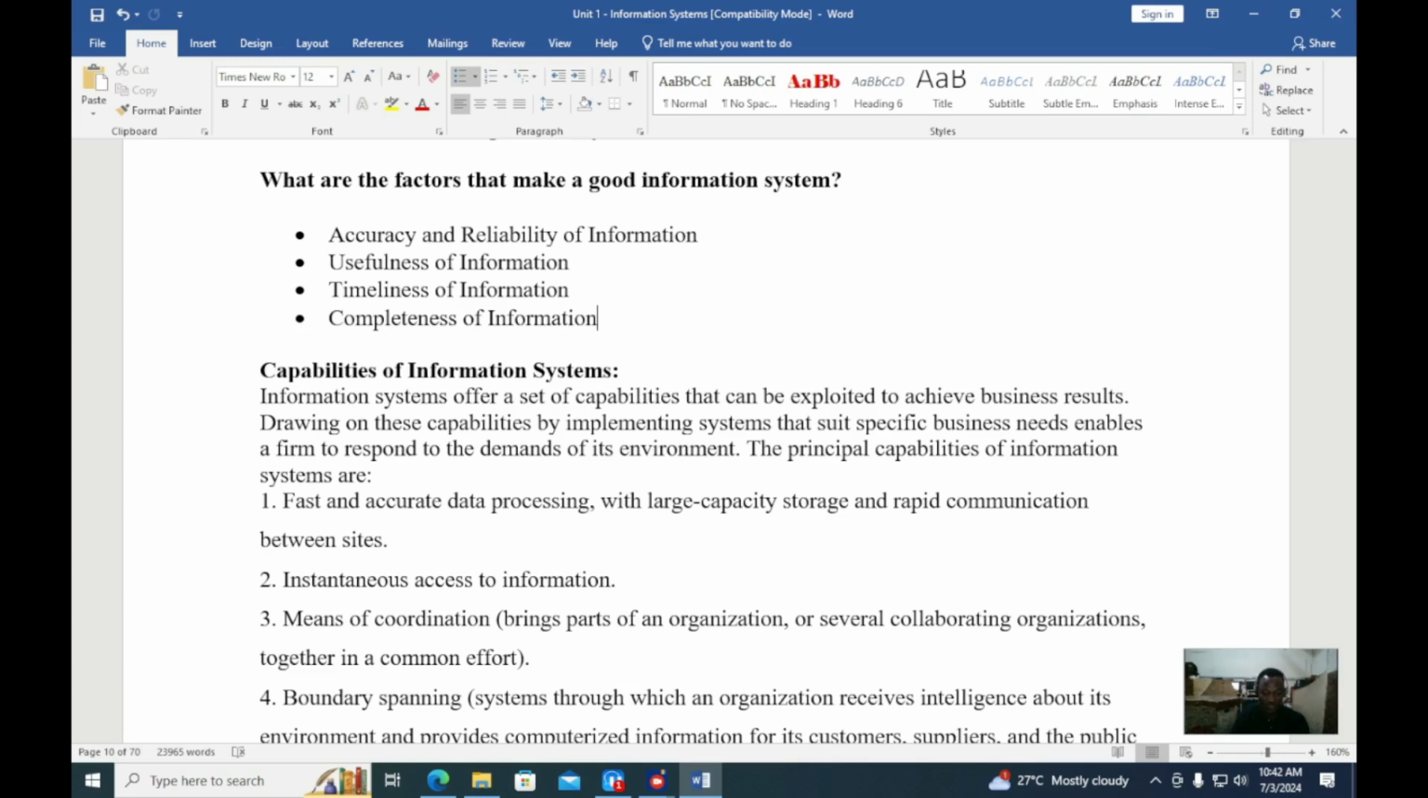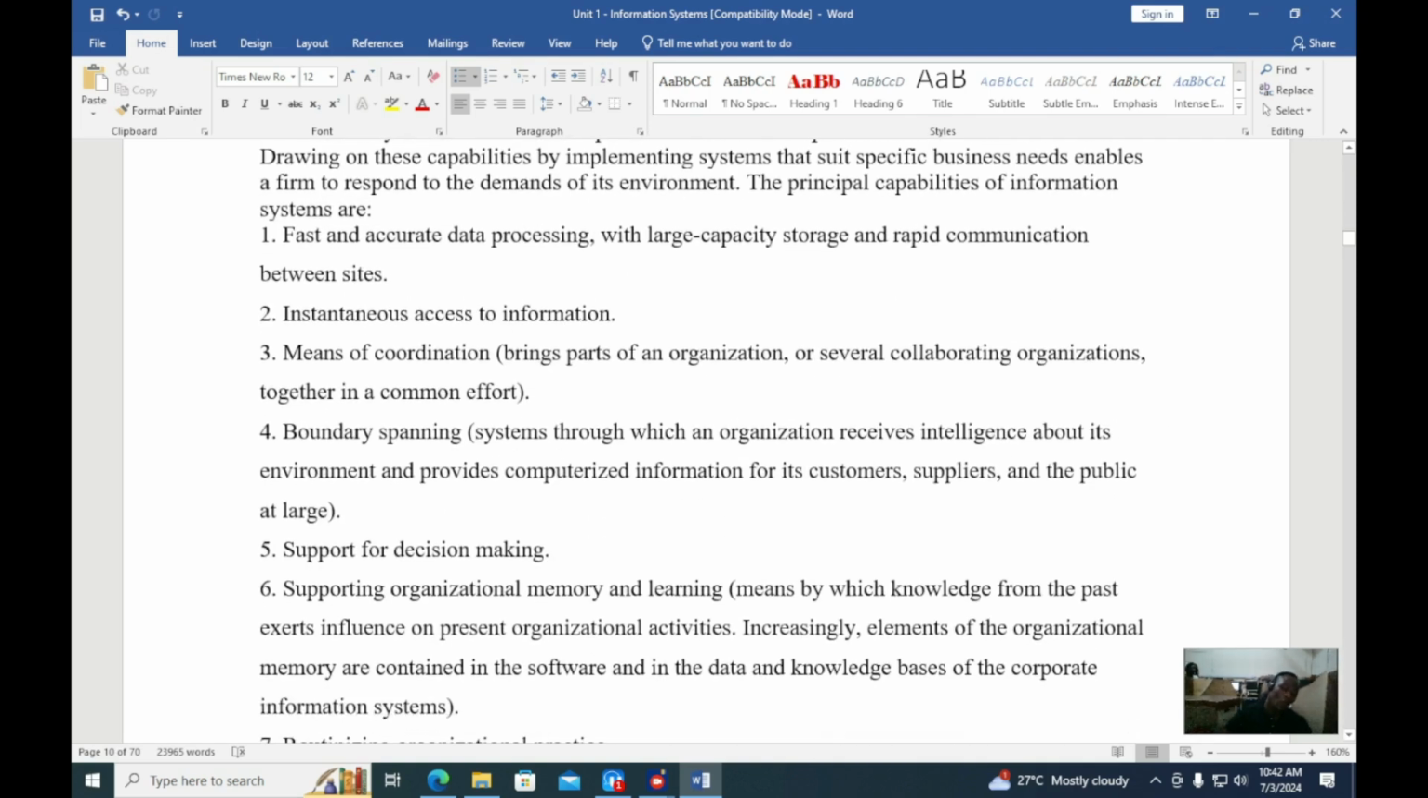So we have fast and accurate data processing. Because we have large storage capacity and rapid communication between sites, data processing is fast and accurate. Number 2, we get instantaneous information access. We are able to access the information when we need it, at the click of a button. Number 3, there is a means of coordination. We have parts of an organization, like departments, or organizations working in collaboration, that can come together in a particular effort to achieve something. Then we have boundary spanning.